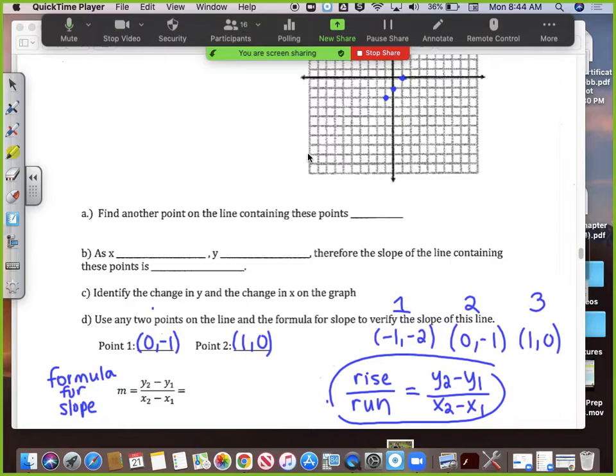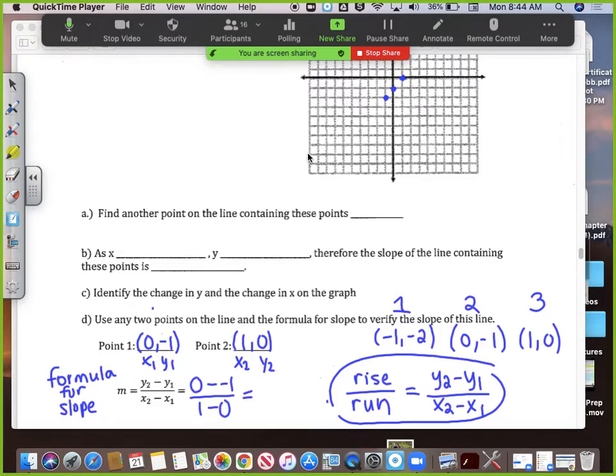Now everything is changing since my numbers are changing. This is the first x, this is the first y, this is the second x, this is the second y. So this is y2. Now when I put these numbers into the formula, y2 is 0. This is going to be 0 minus y1, which is negative 1, over x2, which is 1, minus x1, which is 0.